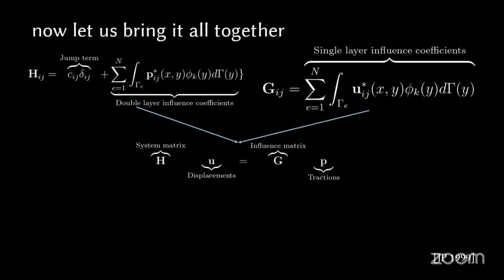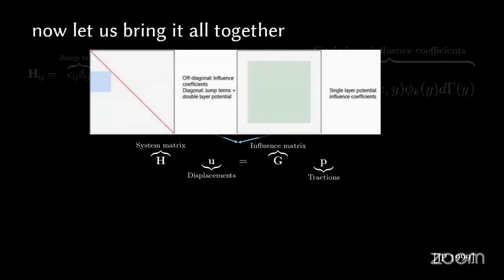And let us bring all of this together. You should think of this as making a system of equations. Your system of equations would essentially look like this. So the system matrix would have a lot of off-diagonal influence coefficients, and all the coefficients for this matrix on the diagonal would be all your jump terms and double layer potential terms. And the influence matrix would have all of the single layer potential terms.